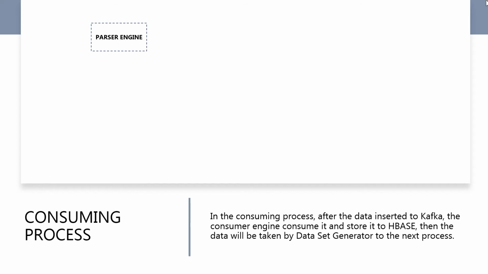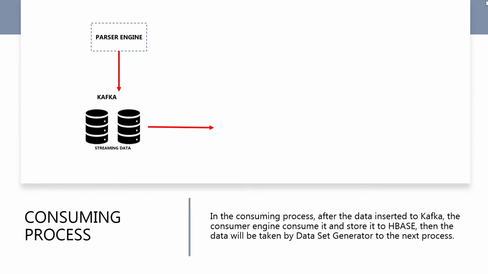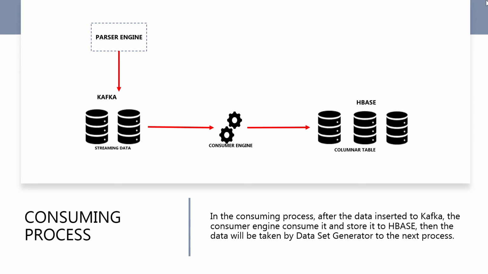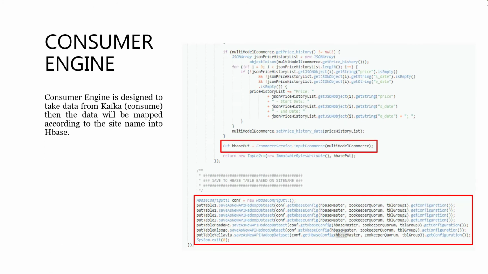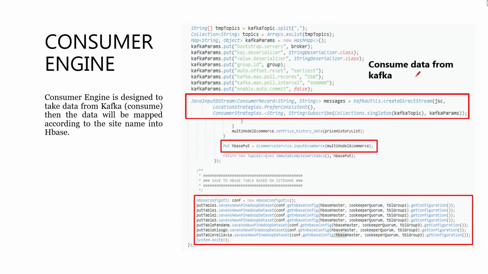It contains Kafka as temporary storage for data streaming. Consumer engine will carry out the process, and HBASE will store the columnar data. This is followed by the dataset generator process. These are some functions from the code that will consume data from Kafka and put the data to HBASE.